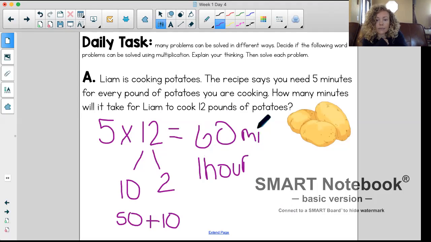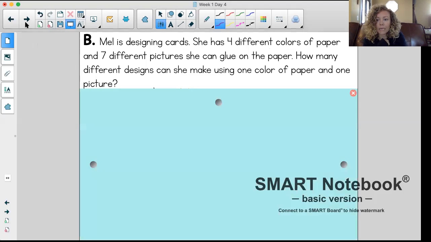All right. Let's move on to question B. Mel is designing cards. She has 4 different colors of paper and 7 different pictures she can glue on the paper. How many different designs can she make using 1 color of paper and 1 picture?